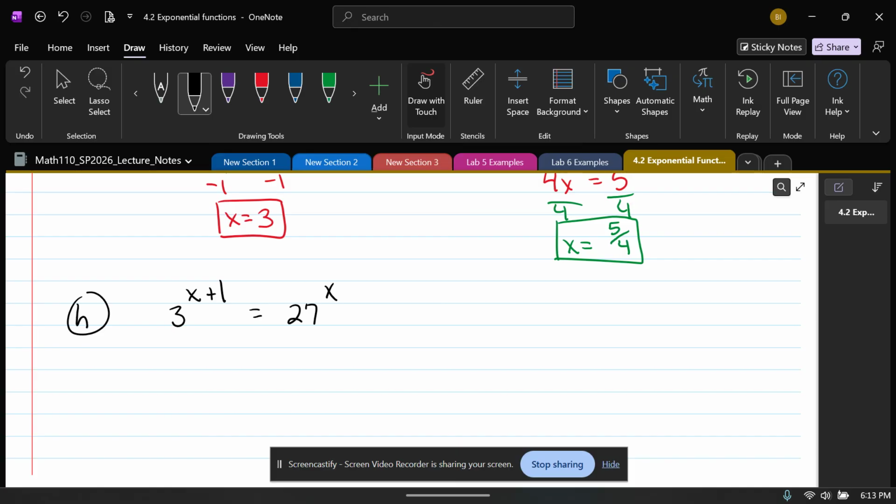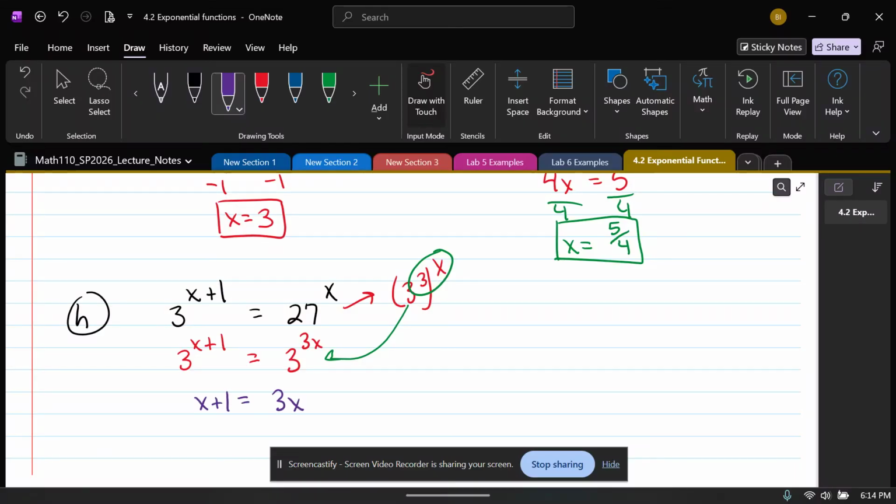27 is 3 to the third. So that means this is going to be 3 to the x plus 1 equals 3 to the 3x. That's what that turns into. The reason being is that's 3 to the third to the x power, and the exponent rule is that you multiply those two together. So that's how I ended up here. Now, the bases are the same on each side, so I drop them. I have x plus 1 equals 3x.